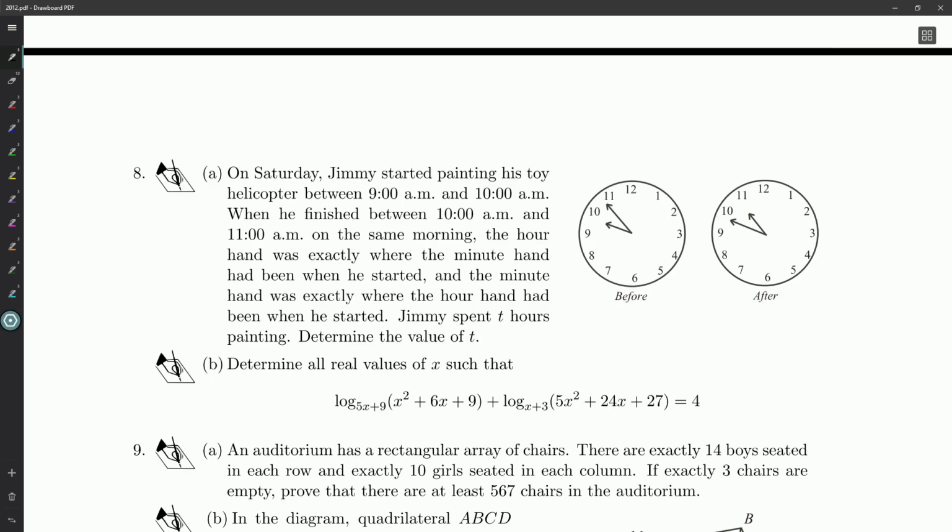Hello, ladies and gentlemen. I hope you're all doing well and you're ready for question number 8 on our 2012 Euclid paper. All right, so we've got two written parts here, A and B.